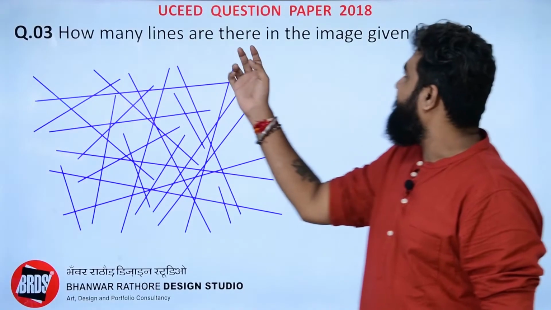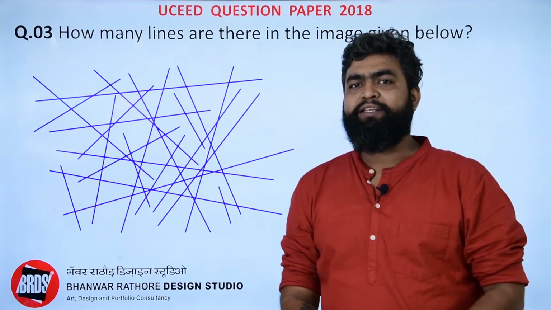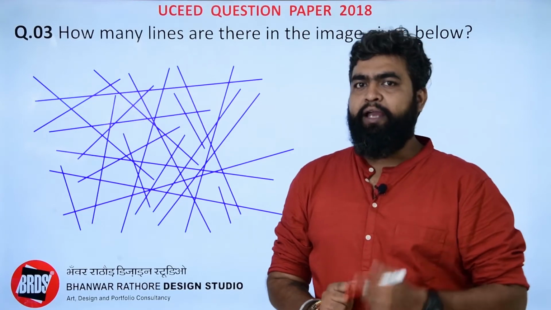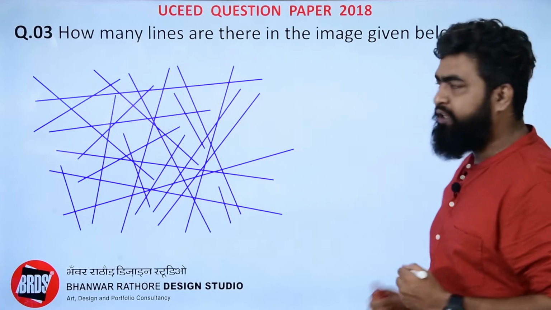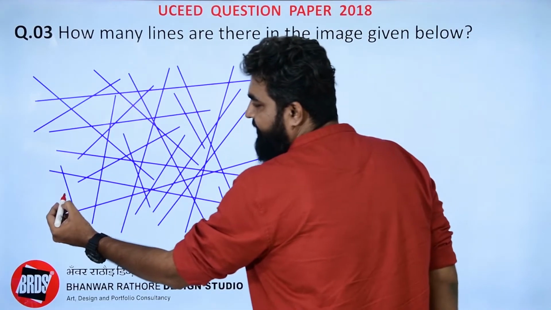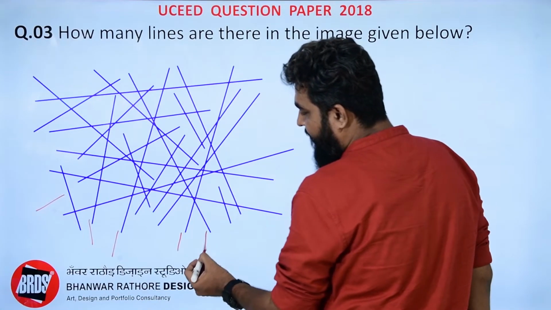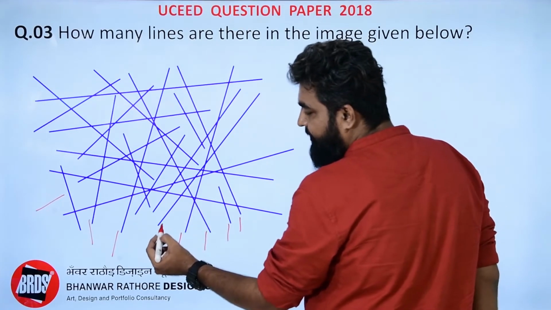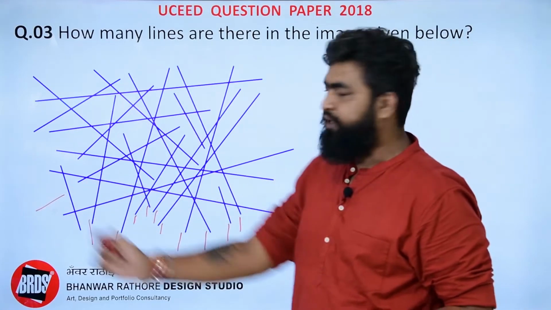How many lines are there in the image given below? Now in these kinds of questions, you can divide it into vertical lines and horizontal lines and also diagonal lines. And then you can start counting from left to right. Based on that, if we see vertical lines, the number of vertical lines that we can get is 1, 2, 3, 4, 5, 6, 7. Then also we can get 8, 9, 10, 11. So these edges are already counted.